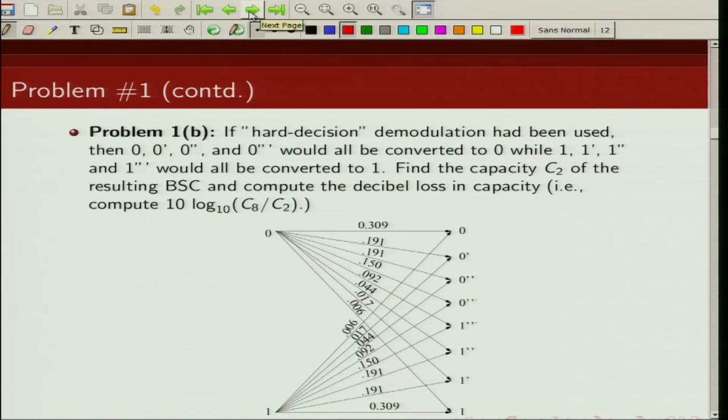In the next question, what we are saying is, if we use a hard decision demodulation, then we would combine these 4 output symbols into one symbol, call it 0, and we would combine these output symbols into an output symbol, let's call it 1. That would then result in a binary symmetric channel. So this question asks, what is the capacity of the resulting binary symmetric channel if you combine all these outputs 0, 0 dash, 0 double dash, 0 triple dash into one output 0, and do the same thing with 1, 1 dash, 1 double dash and 1 triple dash. So the resulting channel would be something like this. You have 2 inputs 0 and 1, and you will also have 2 outputs 0 and 1.